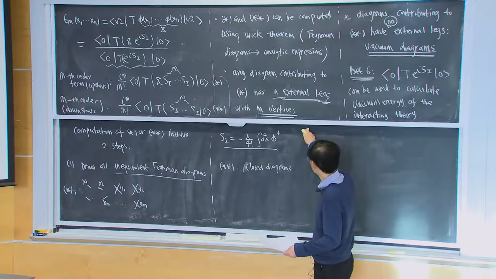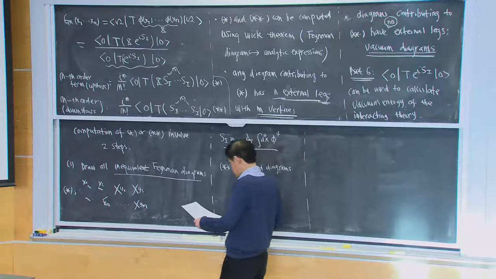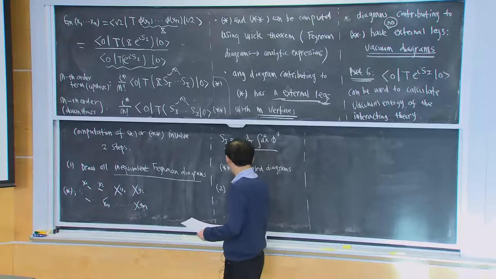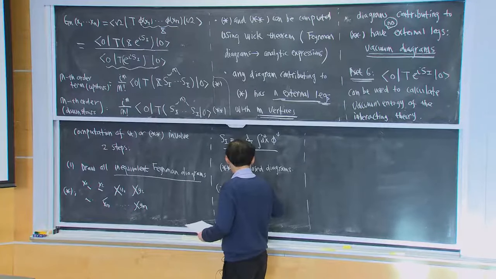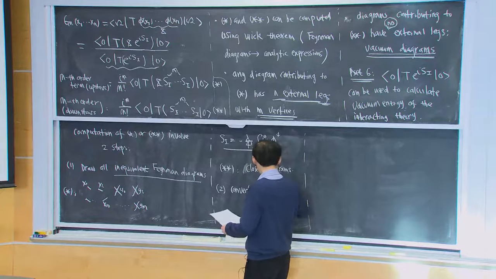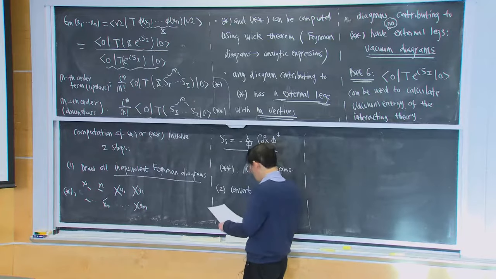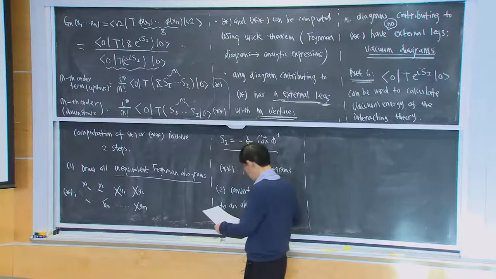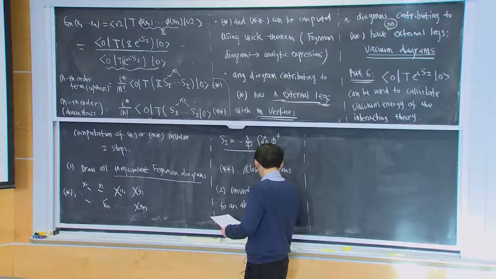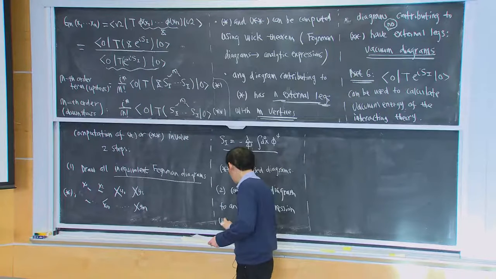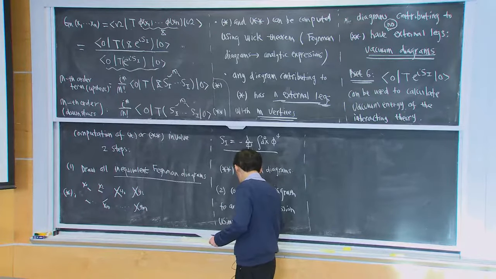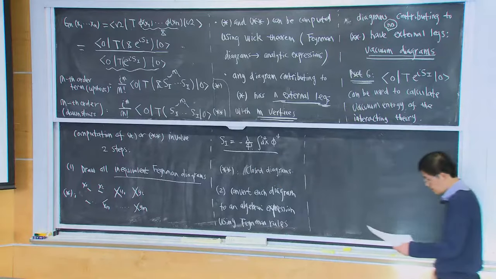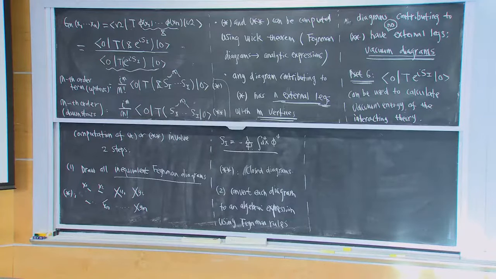And so the second step is that once you draw all the inequivalent diagrams, then you can convert each diagram to an algebraic expression using Feynman rules. And then you just sum all of them together.